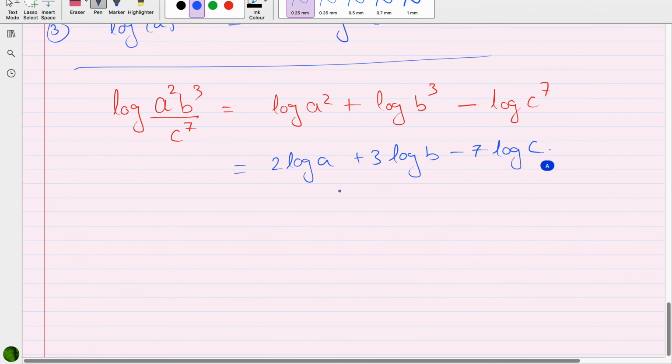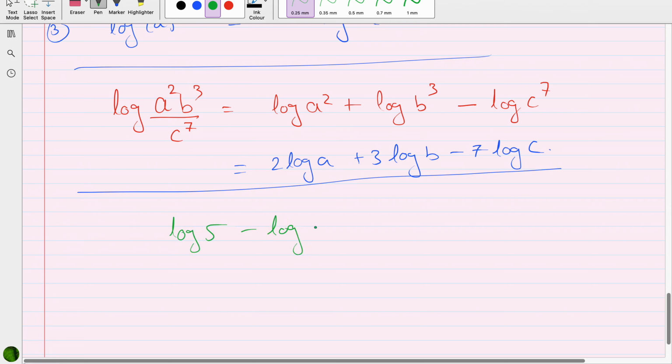And the reverse of this is also possible. If we are given different numbers and asked to write them as a single log, for example log of 5 minus log of 4 plus log of 3, we write them as a single log. The numbers which are positive, we multiply them, and the number with a negative sign, we divide. So this would be log of 15 by 4.